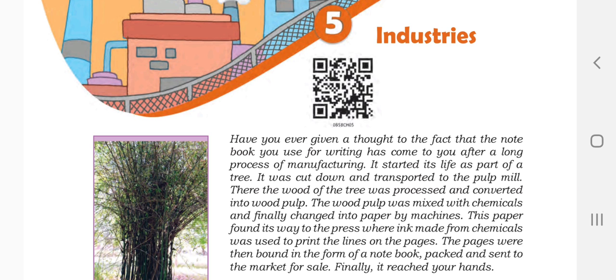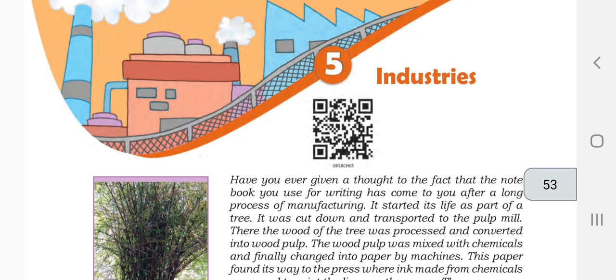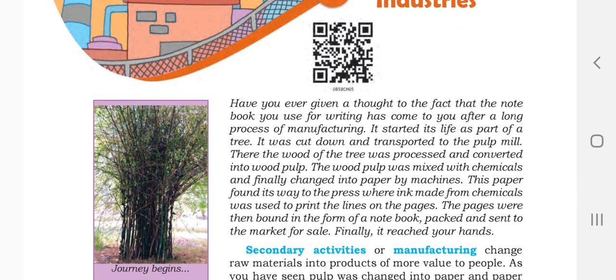Then we go to the shop, we buy. So in that way the process is there. The production, the manufacturing and all is done mostly in the industries. So let's begin this chapter.